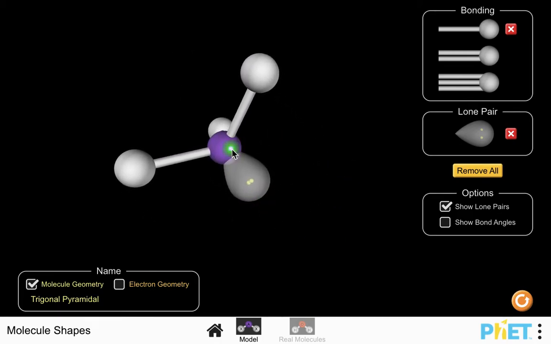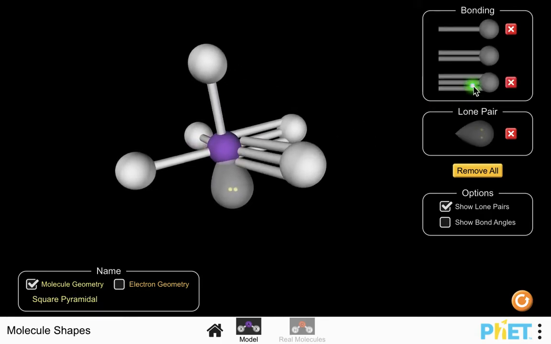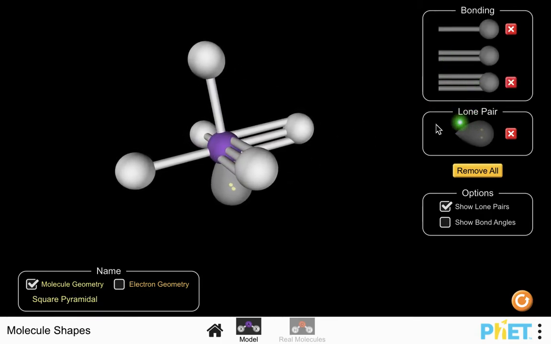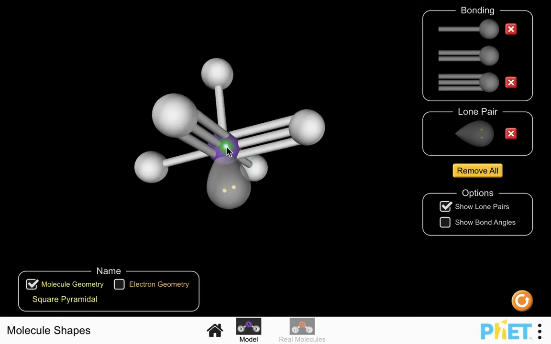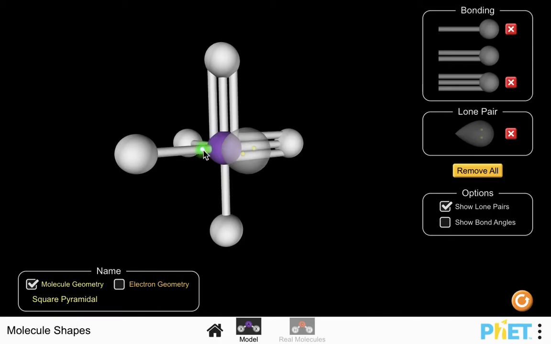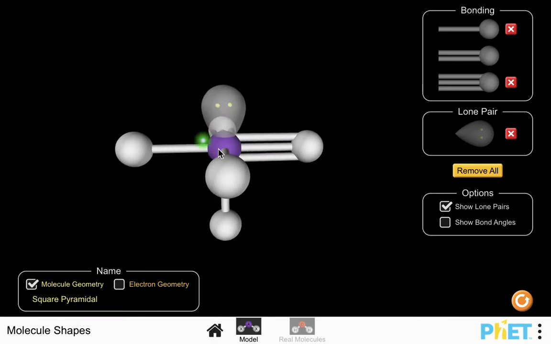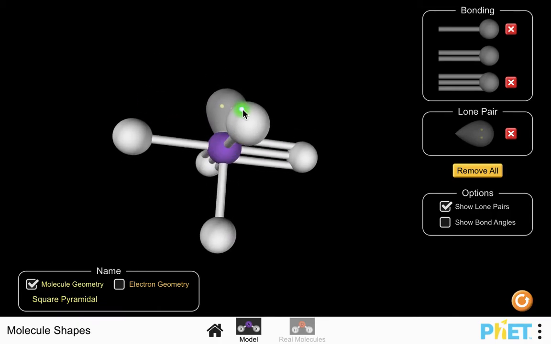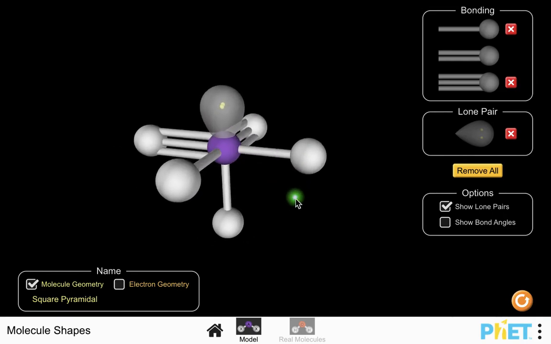Now you can go crazy with this. You can add a crazy amount of bonds to it, but we're limited. Now, it's not that they don't exist, but we're limited for the molecules that we'll be looking at. Standard level chemistry is just 4 pairs of electrons around the central atom.